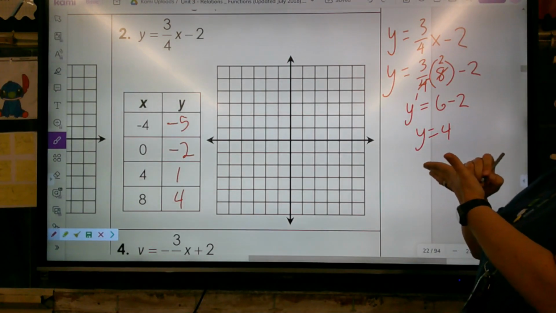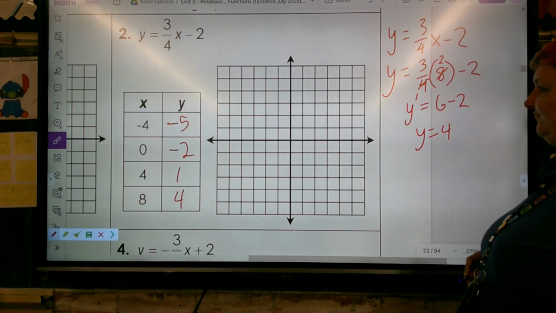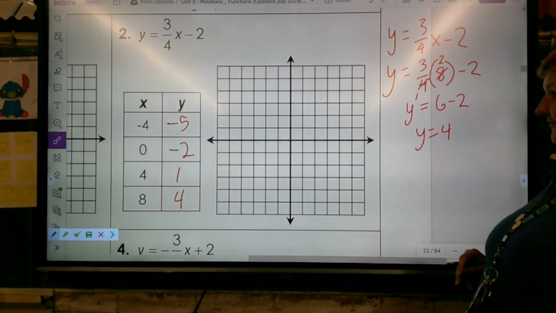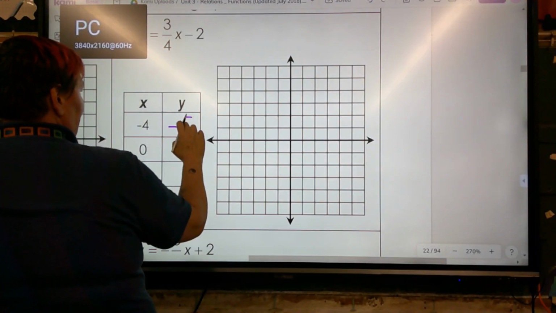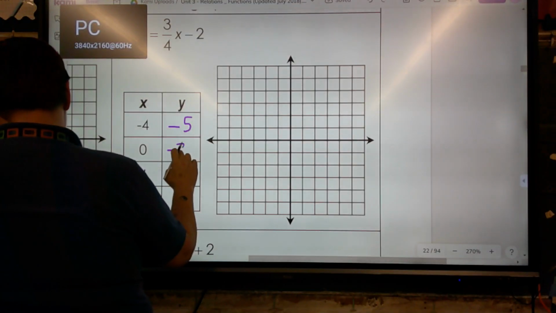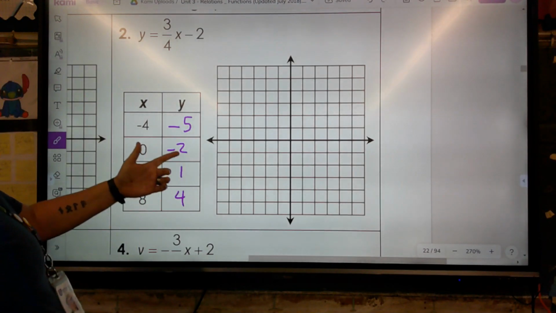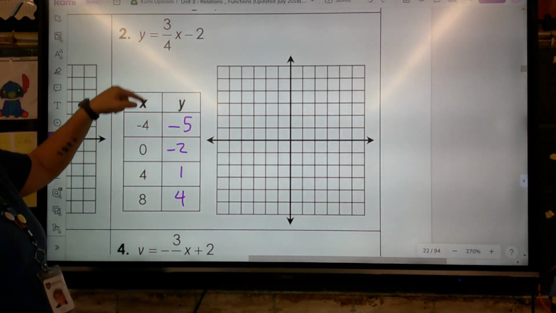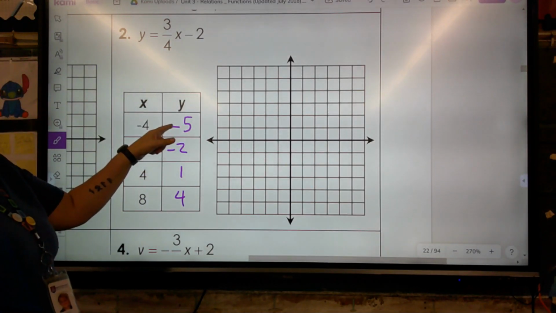Alright, let me write this down so I won't forget. Negative 5, negative 2, 1, 4. I'm going to put them back. Don't worry, don't panic. Negative 5, negative 2, 1, 4. Alright, so now I can graph it. Now that we have this information in the table, we have our input and our output.